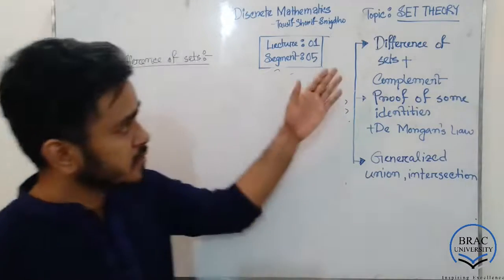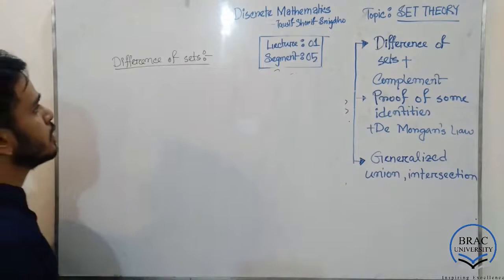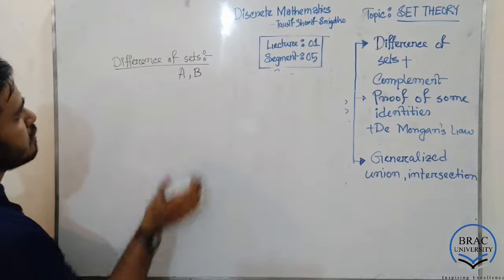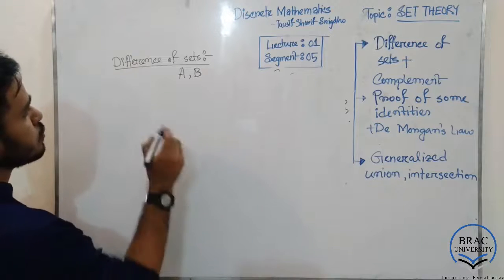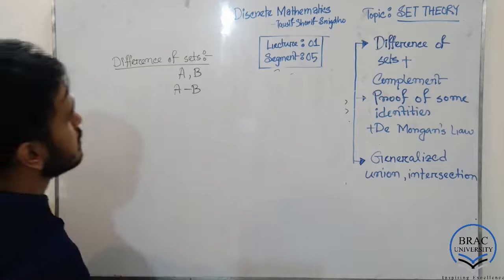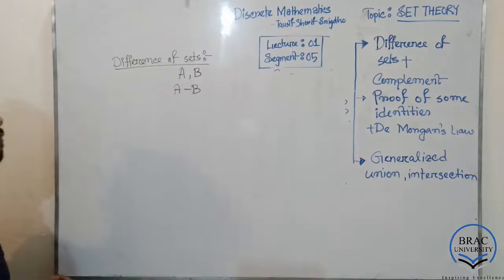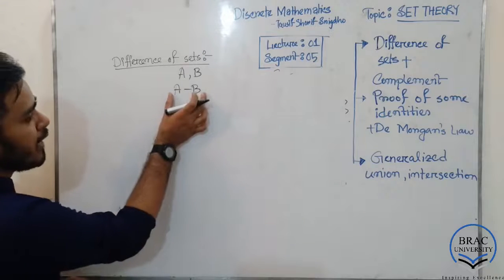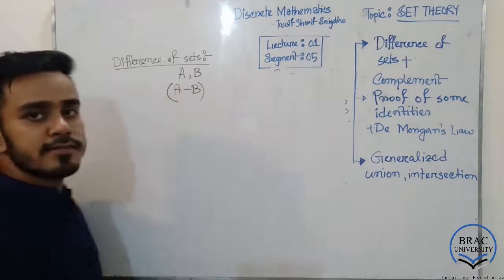At first comes difference of sets. Let's assume two sets A and B. Difference of A and B is denoted by A minus B. It is also known as subtraction from A to B. So A minus B is a set.